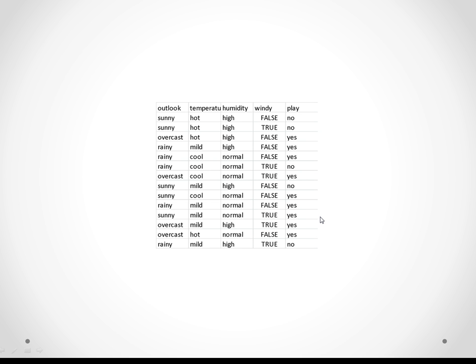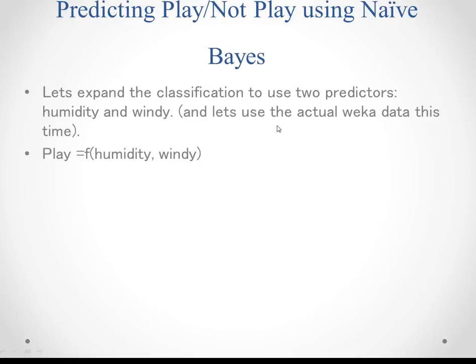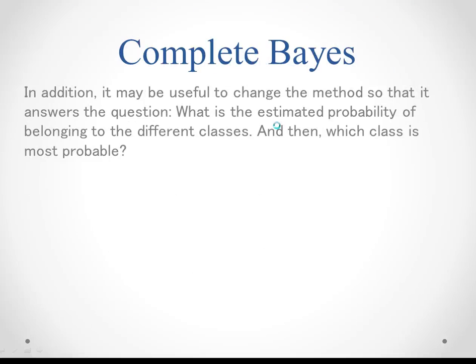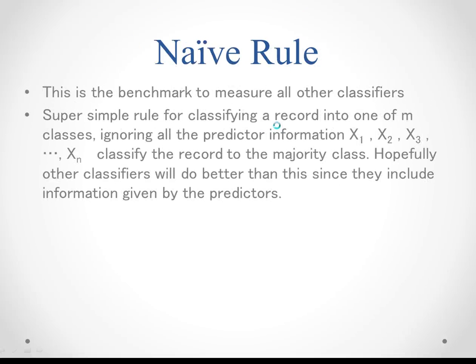Anytime you ask the question, will this group play golf or not? You're going to say yes. You ignore all the other data, all the other predictors, I'm sorry. That's called the naive rule. So how do we put it?